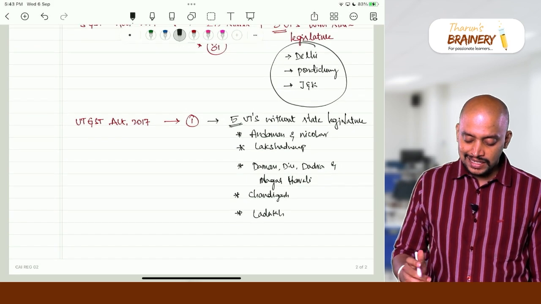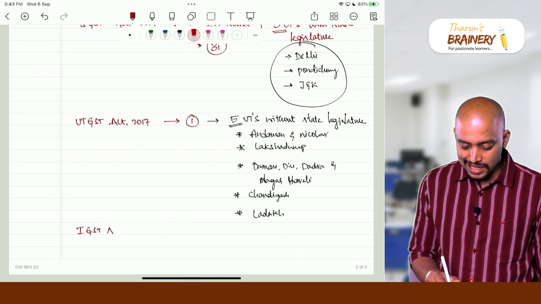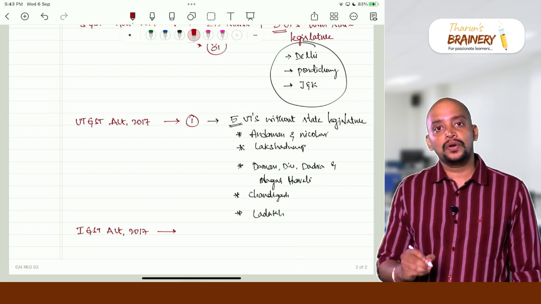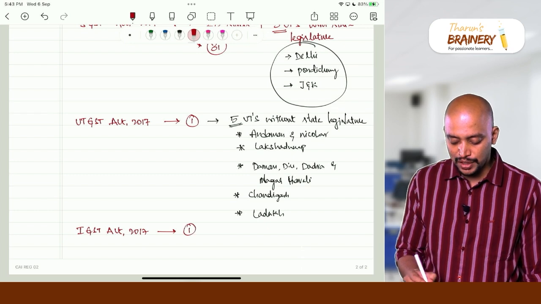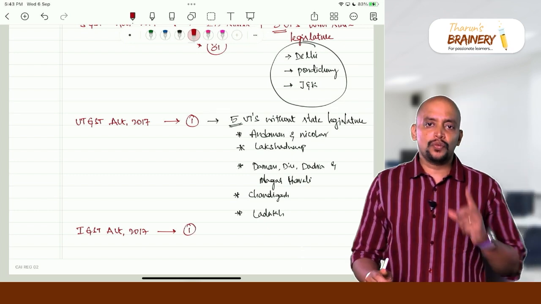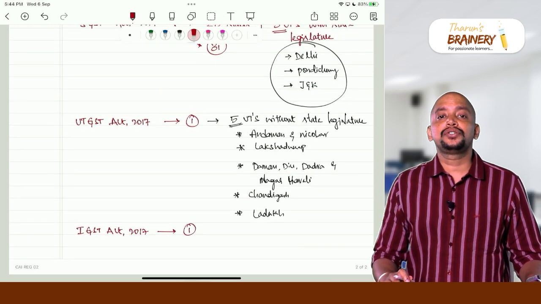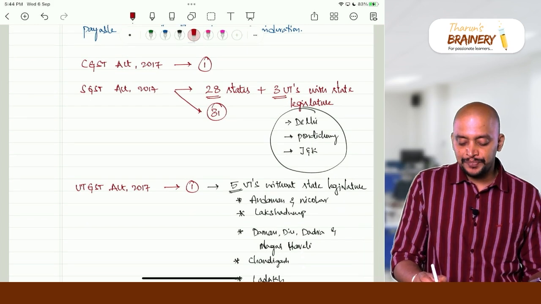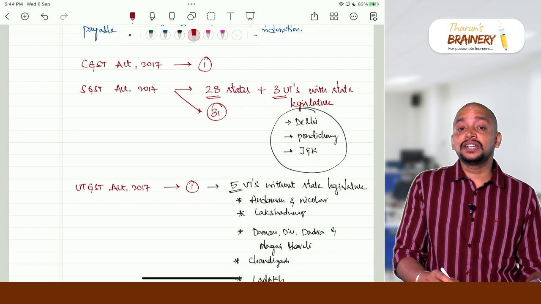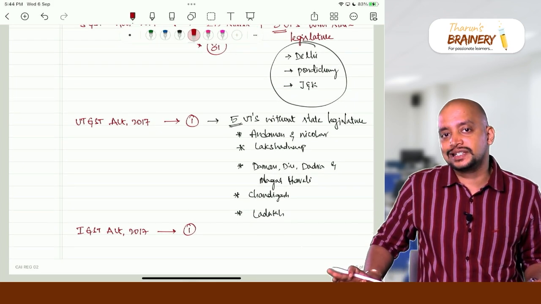Okay. Then next, IGST Act 2017. How many IGST Acts do we have? Only one IGST Act, because IGST is levied by whom? Central government. So what are the various statutory laws we have related to GST? We have 1 CGST Act, 31 SGST Acts, 1 UTGST Act and 1 IGST Act.